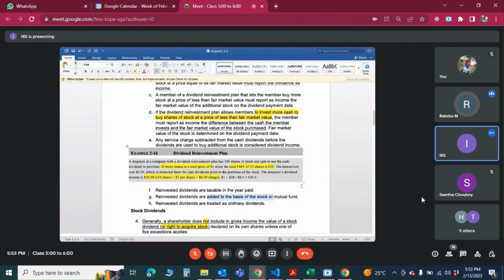No, in simple words, we can assume that we have taken the dividend, that is cash with us, and then we have invested again. Since we purchased more stock, its cost should increase then.